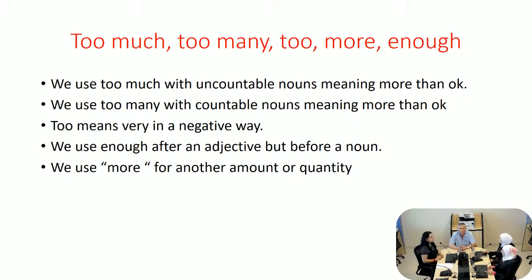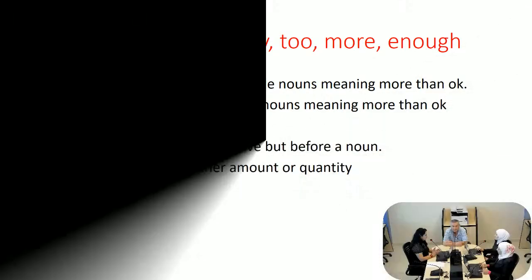Before a noun, we have enough chairs, for example. But in the ninth grade book they use it with the negative form. And before a noun also we can use it. We use more for another amount or quantity. Next slide, Ms. Ghina.